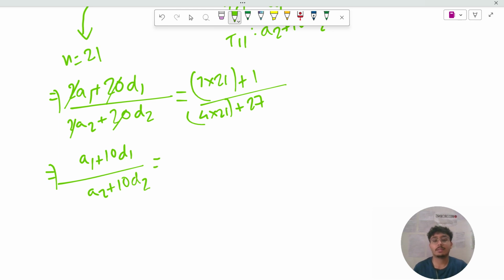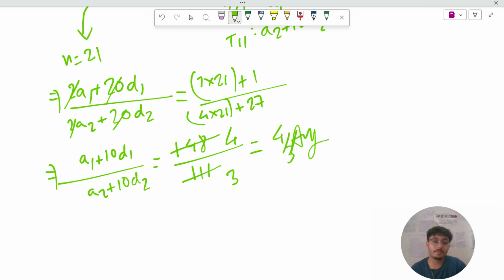So ultimately, this side would be 148 and this side would be 84 plus 27, which is 111. So I can reduce it by 3. Probably no, it won't go with 3. Sorry for this. It will probably go with 37. So if I go with 37, this comes out to be 4 by 3. So ultimately the ratio of the 11th terms of both the series is 4 by 3.